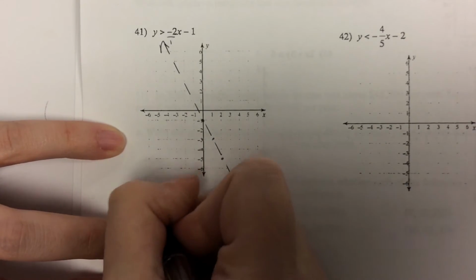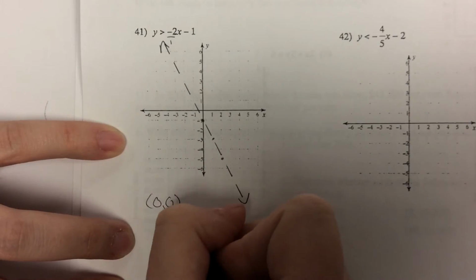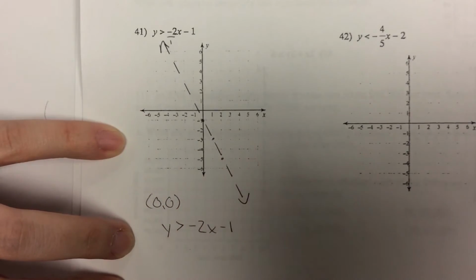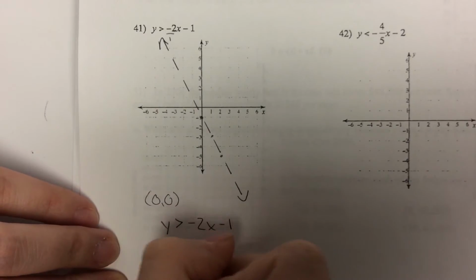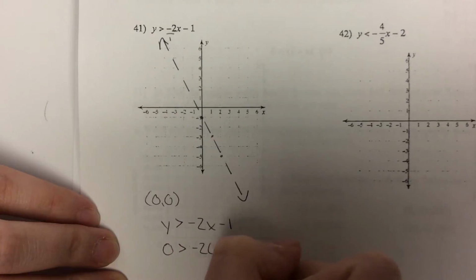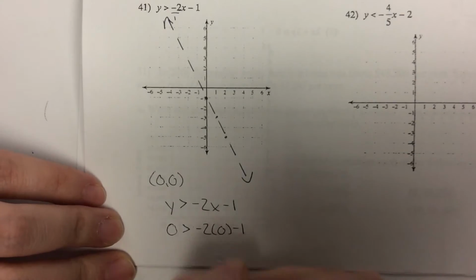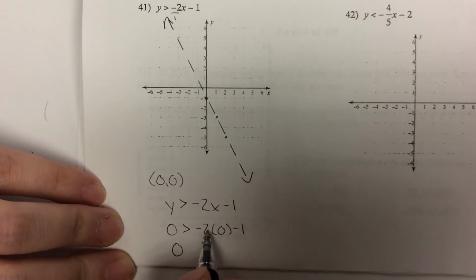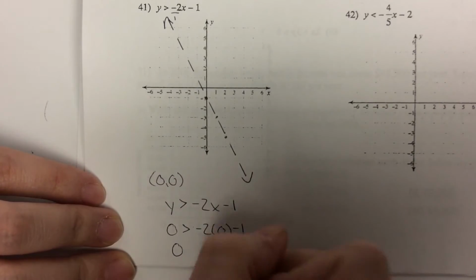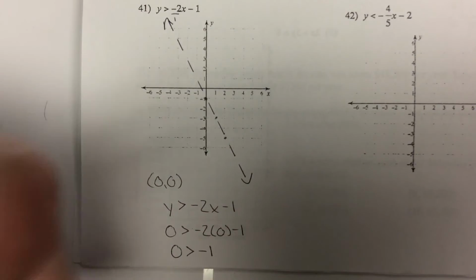So if we plug in 0, 0 into our equation, y greater than -2x minus 1. So let's plug that in. Is 0 greater than -2 times 0 minus 1? I don't know. What's -2 times 0? 0. And then what's 0 minus 1? -1. So is 0 greater than -1? It sure is.